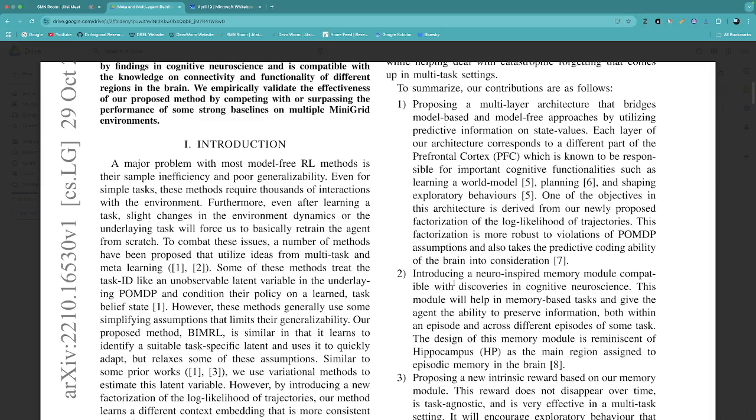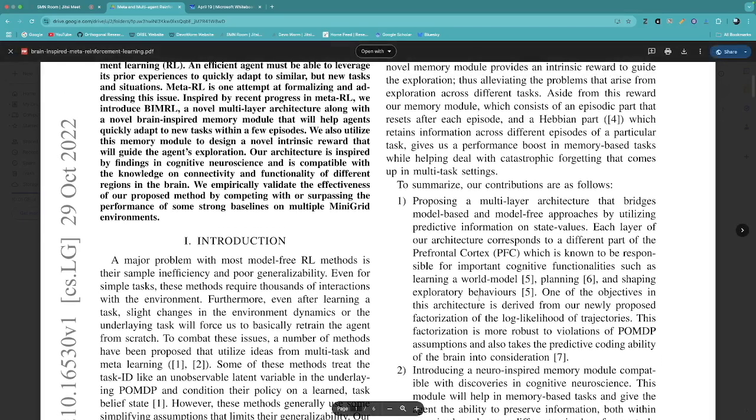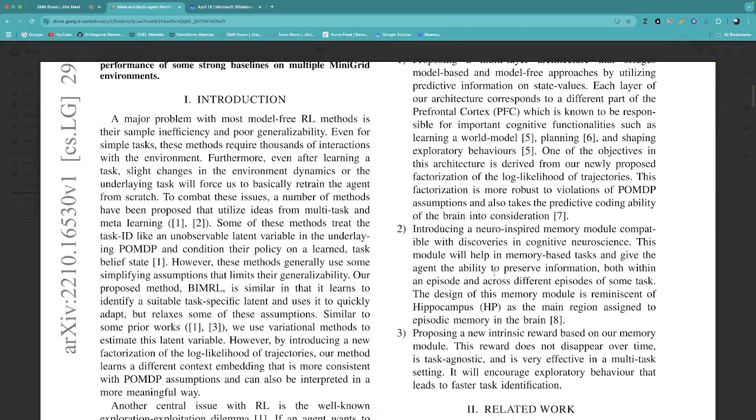The second contribution is introducing a neuro-inspired memory module compatible with discoveries in cognitive neuroscience, which is the architecture I talked about before, where you have the Hebbian and episodic parts. This module will help in memory-based tasks and give the agent the ability to preserve information, both within an episode and across different episodes of some task. The design of this memory module is reminiscent of the hippocampus as the main region assigned to episodic memory in the brain. So it's hippocampally inspired, at least in terms of the way they describe it.